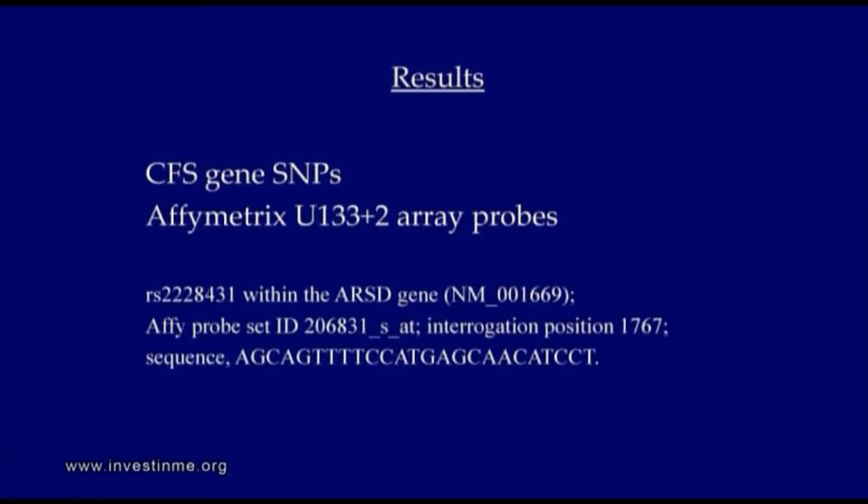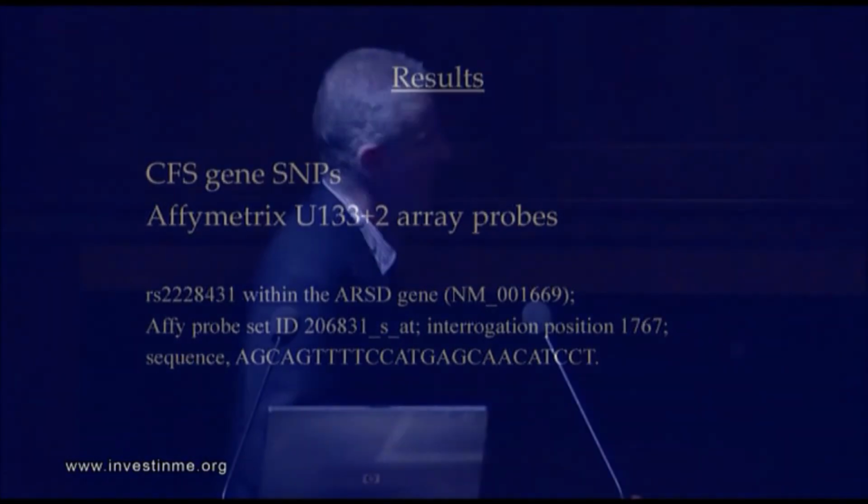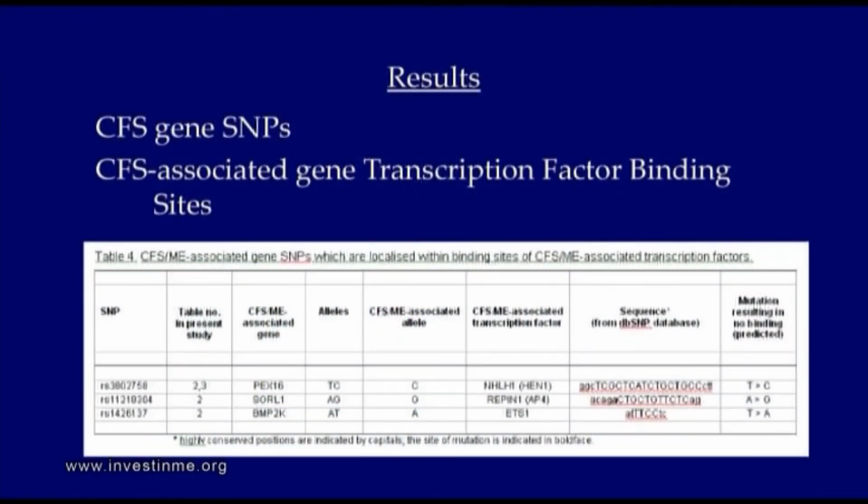So we looked to see whether these SNPs that we had found might have accounted for some of the gene expression abnormalities that we found. And we only found one SNP which occurred within one of the genes, and therefore the answer is this is most unlikely. For CFS SNPs occurring within CFS-associated transcription factor binding sites, we found 3, which is quite a minimal possible contribution.